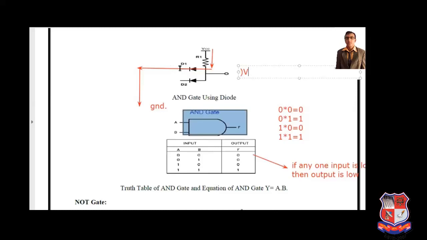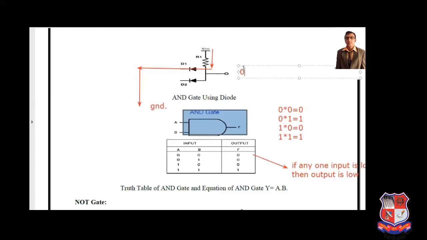Similarly, you are able to understand the other case. If we apply 0 0, then both currents flow like that. So here we cannot get output. So output is 0 volt. So it is known as the simple AND gate function.